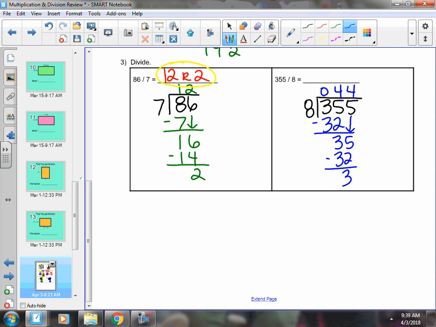Subtract. There's nothing to bring down. That's when you know you're done. 44. Remainder 3. And it's a remainder because you can't make another group of 8.